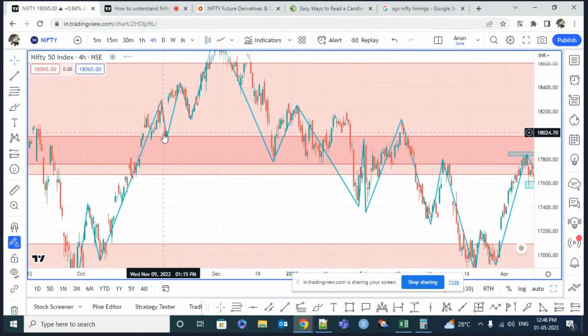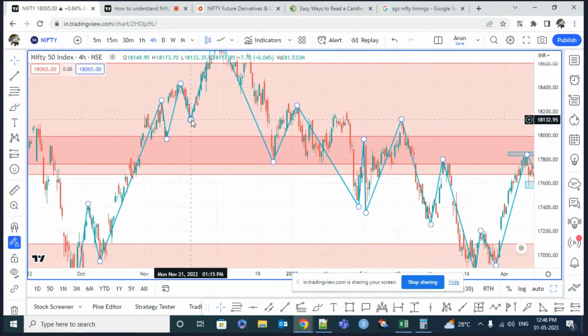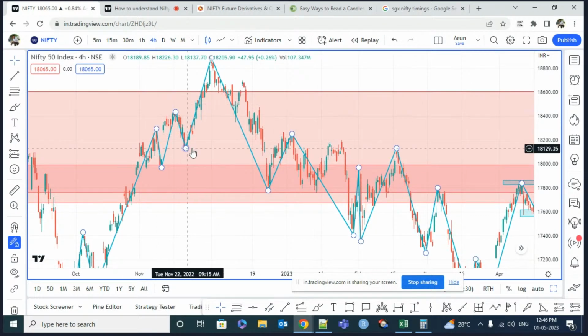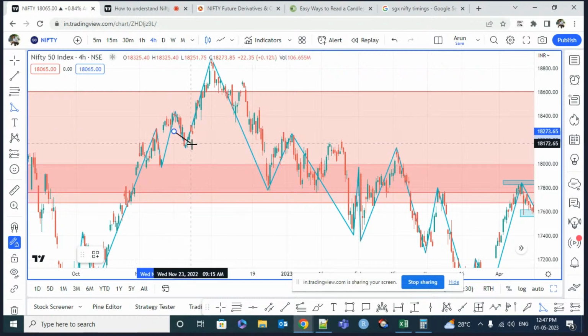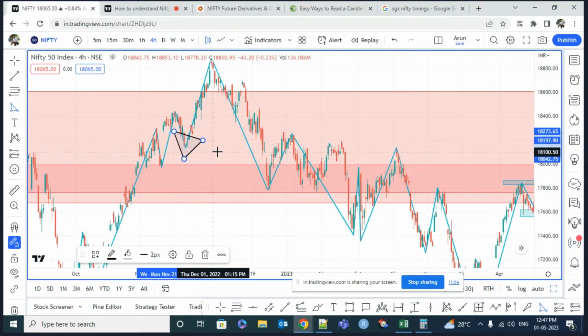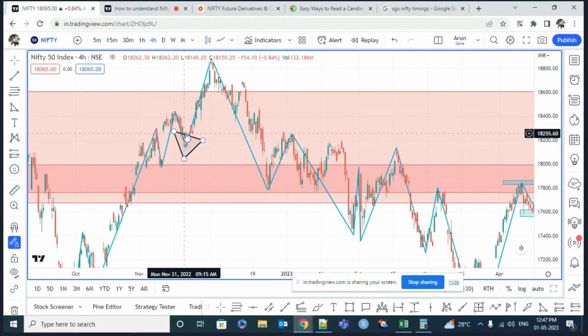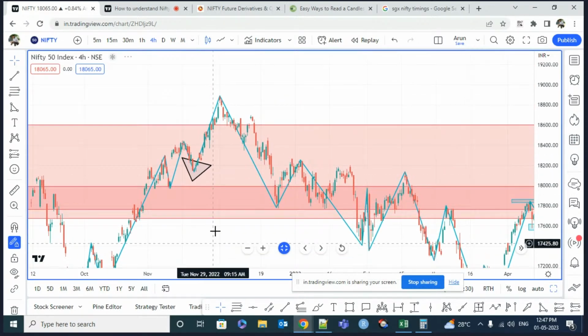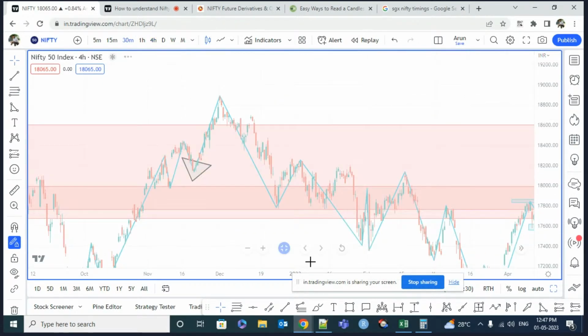So this is higher high and this is higher low in 4 hour. So this is the area. So let me mark that. Now let me see if there is a trend reversal here and how far the market can jump. So 30 minutes.